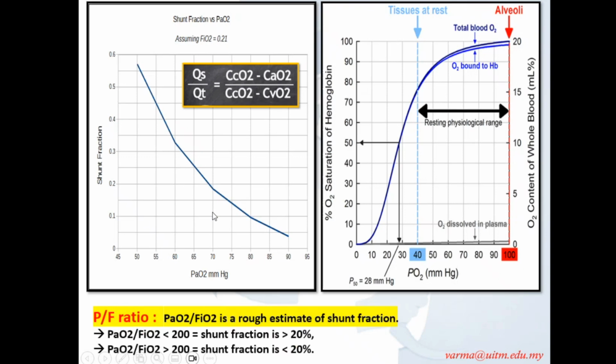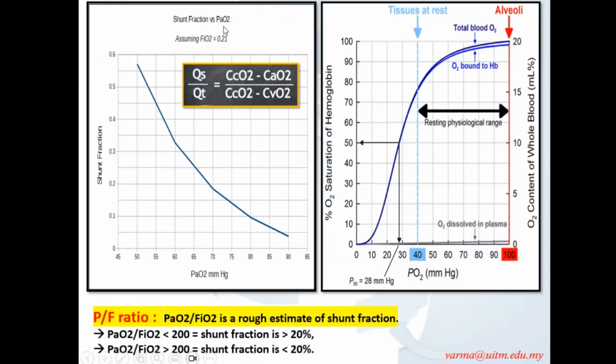And that is where the concept of PF ratio comes in. Okay. Your PF ratio that we use in your ARDS is also a rough estimate of your shunt fraction. When you use your PaO2 over FiO2, if less than 200, it means the patient is already in moderate ARDS. ARDS is classified as mild, moderate, severe. PF ratio less than 300 is mild, less than 200 is moderate, less than 100 is severe. If less than 200, the shunt fraction is thought to be more than 20%. If the PF ratio is more than 200, the shunt fraction is said to be less than 20%.